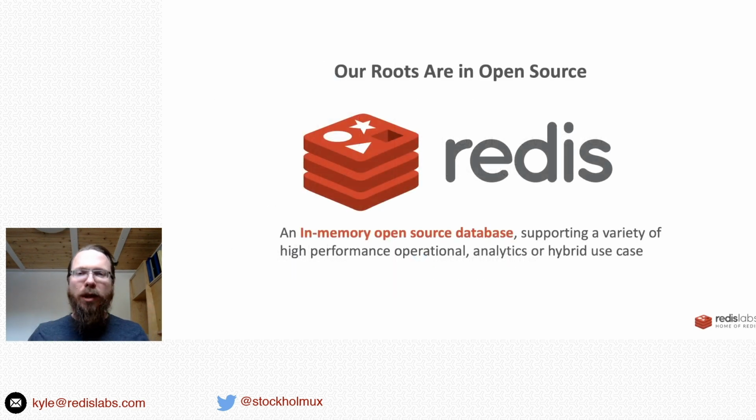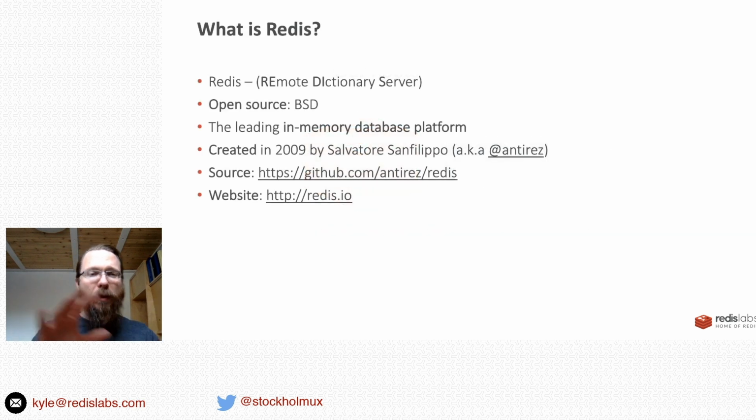Now, let's talk a little bit about Redis. Redis is an in-memory open source database, and we're here for high performance operational, analytical, or hybrid use cases. What it is really, we're from the key value family of databases, and we're really fast because we're natively in memory.